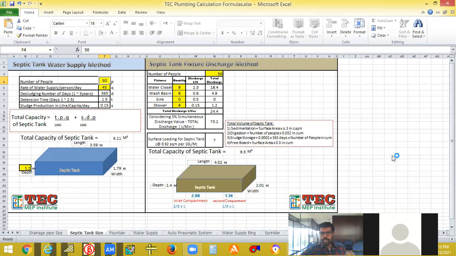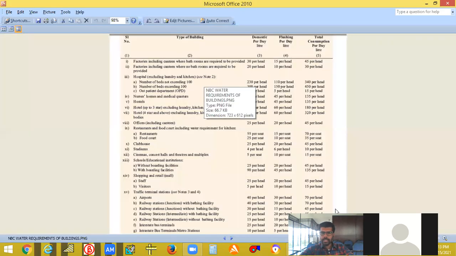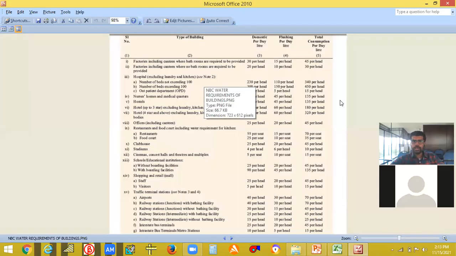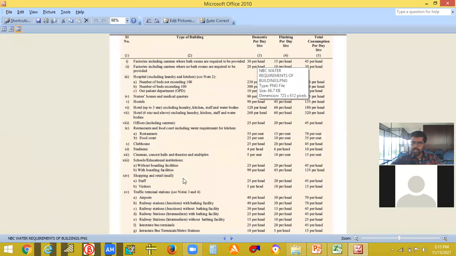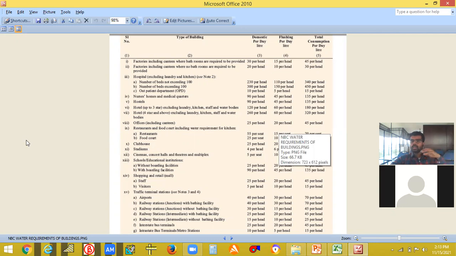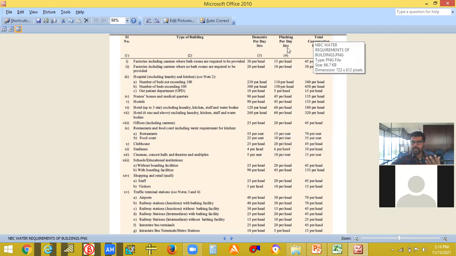Depending upon the National Building Code, these are the different types of buildings or different types of applications. Here it is given as domestic purpose as well as flushing purpose. To the septic tank, only the flushing is being given. Flushing means the waste and the water that is coming from the water closet is being discharged into the septic tank. All other water will be discharged into the wastewater pit or soak pit only.